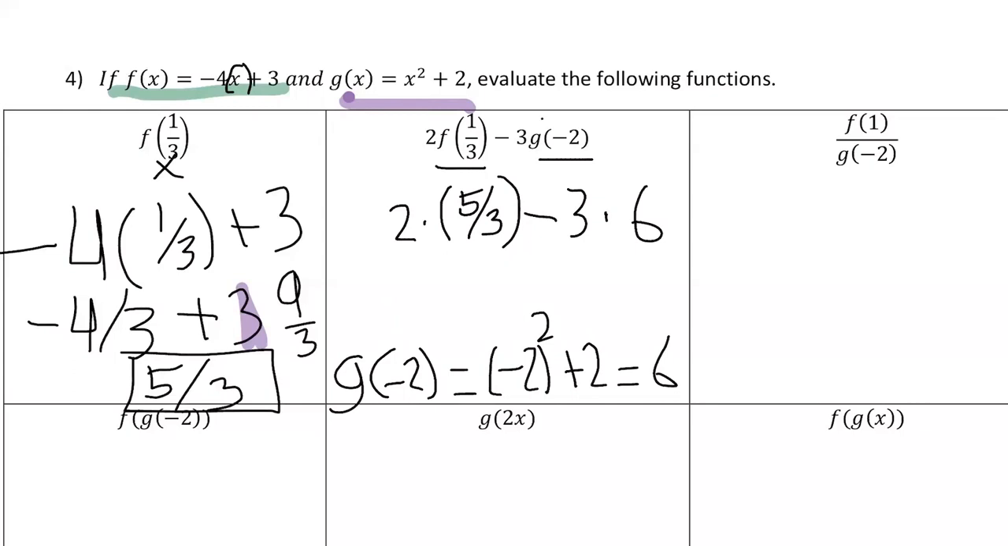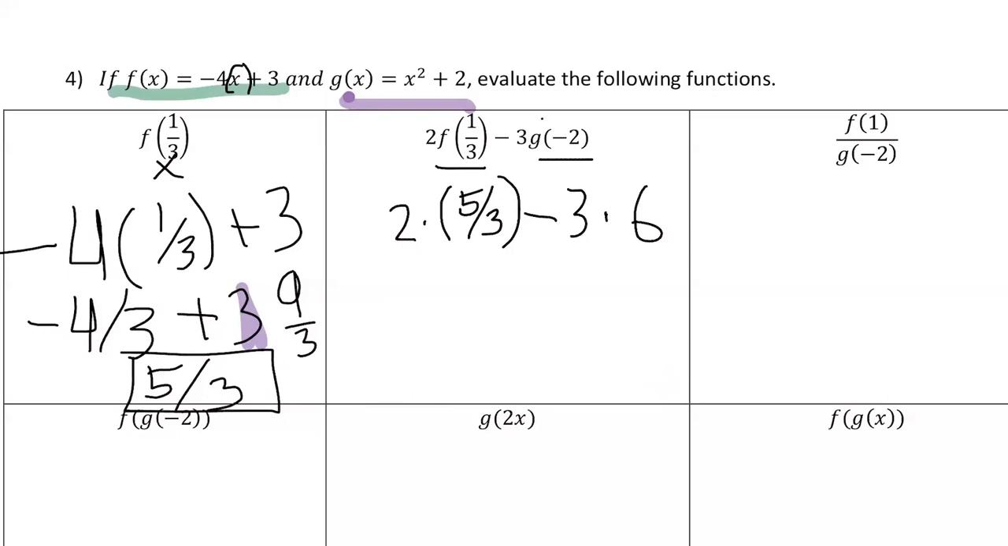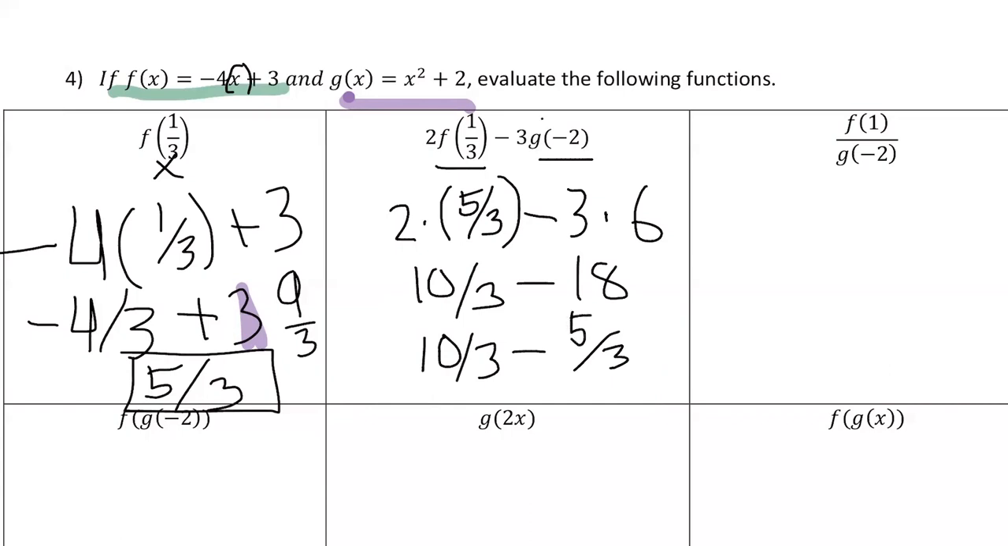I'm actually going to erase this bottom part just so I have a little more space. If we multiply this out, 2 times 5 thirds would be 10 thirds. 3 times 6 is 18. We want to get a common denominator, or just put this in a calculator. 18 you could multiply by 3, so 18 times 3 is what? 36, 54. And then subtract this, you would get negative 44/3, which is kind of crazy.